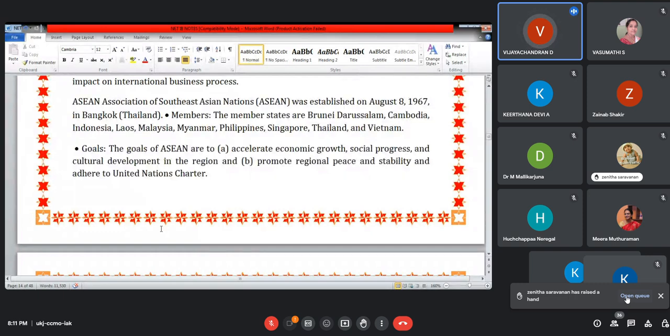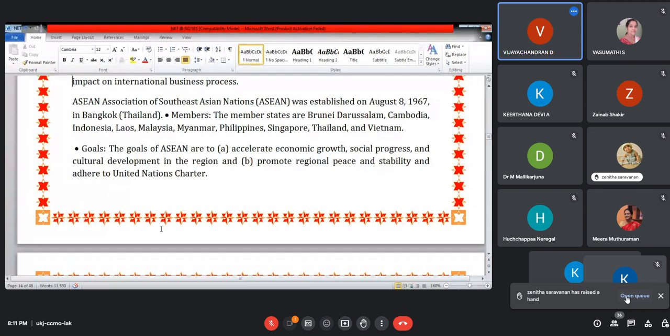The question will be asked: in which of the following trading blocks is India not a member? If you see ASEAN as one of the options, you will pick that answer. ASEAN means the Association of Southeast Asian Nations, but India is not one of the members. Established 1967, August 8th, headquarters Bangkok, Thailand.